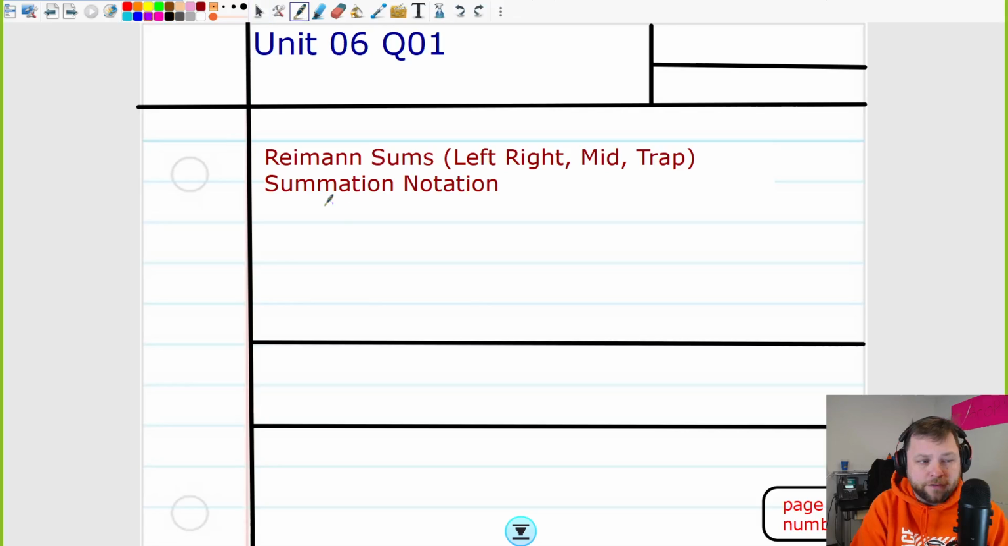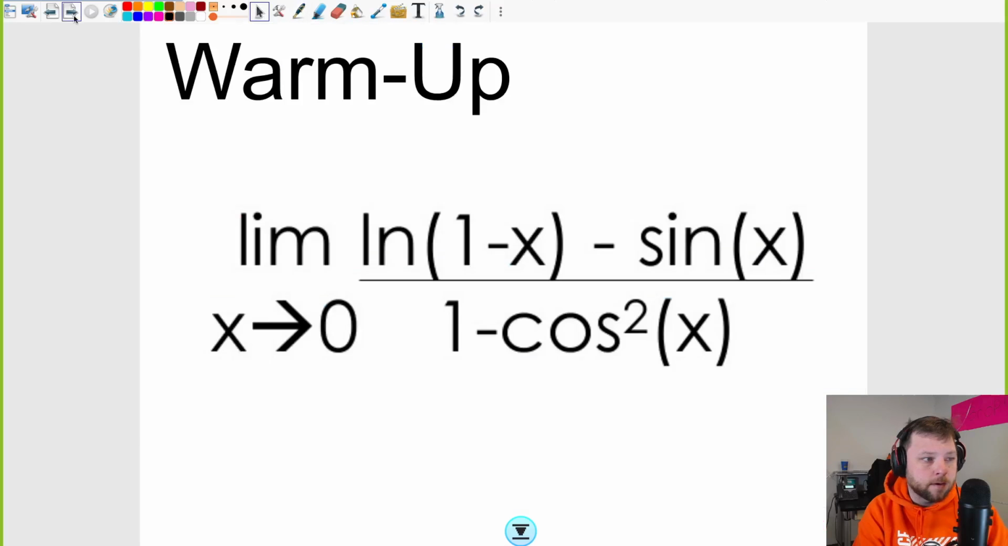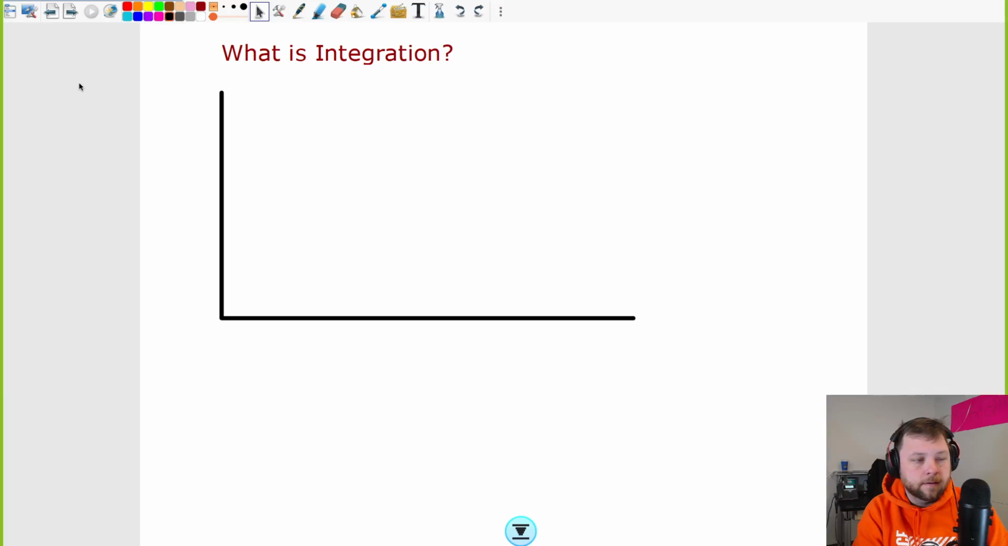But I'm going to forget about this one because I don't like it. All right, let's begin. That's the warm-up. We'll do it tomorrow. So we got to talk about the basics of integration. I did not start with oohs. Oh, well.